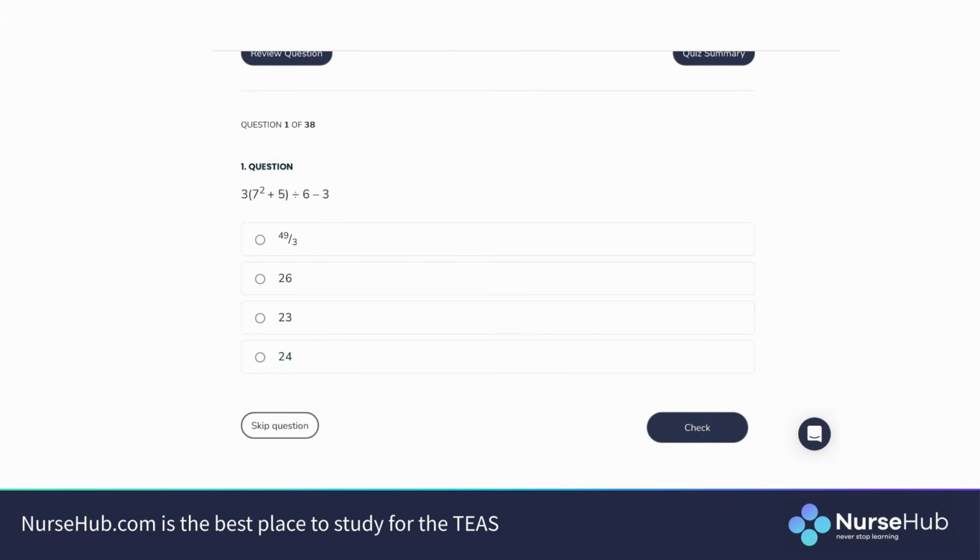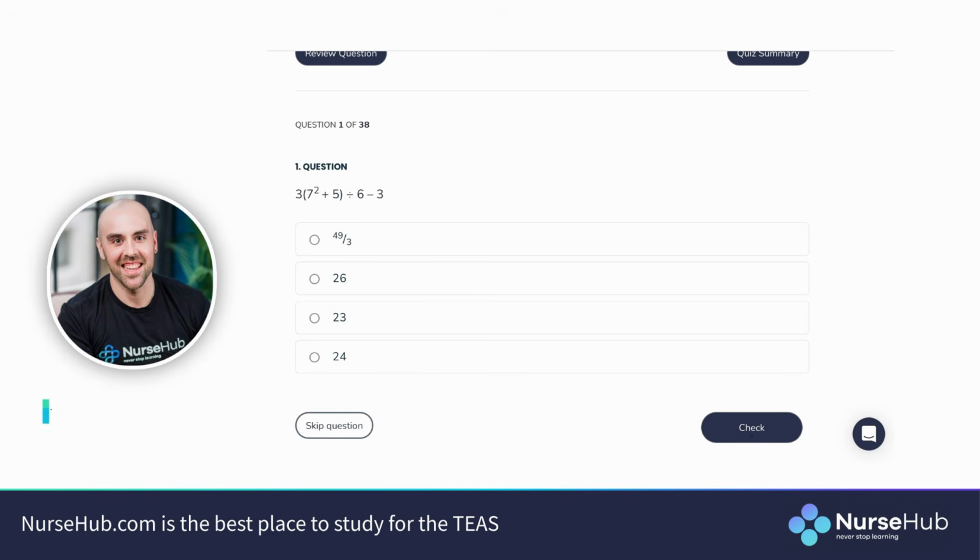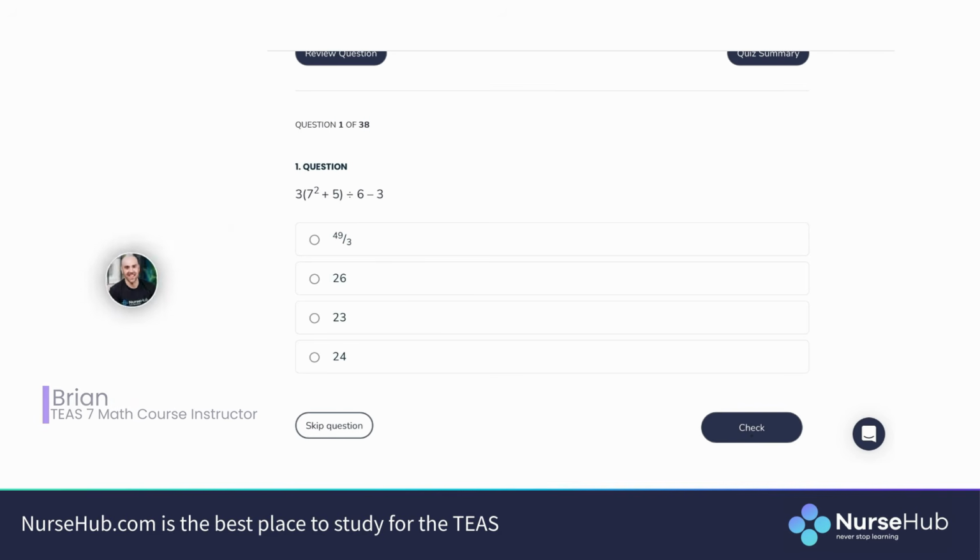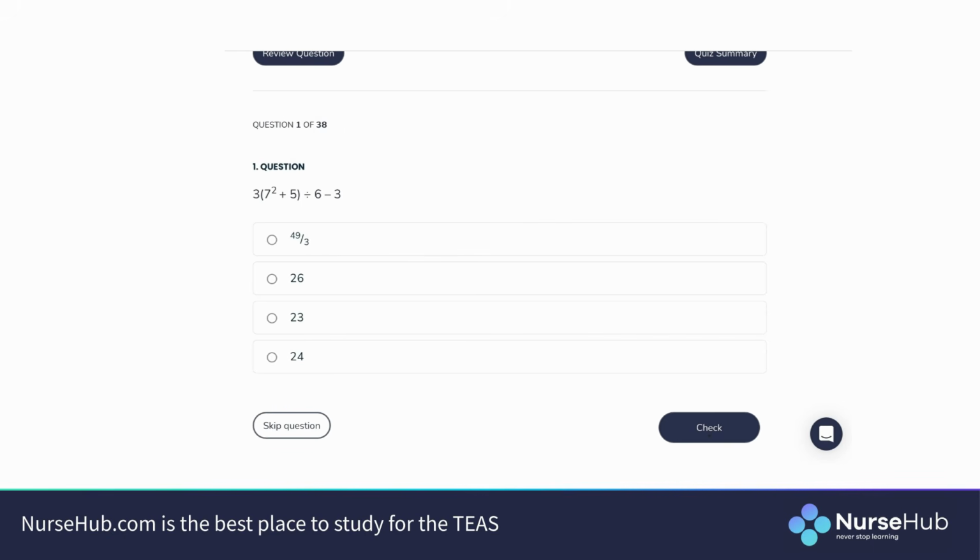Question number 1. We have 3 times (7 squared plus 5) divided by 6 minus 3. Take a second, try to answer this question. All right, so let's start to go over the explanation.